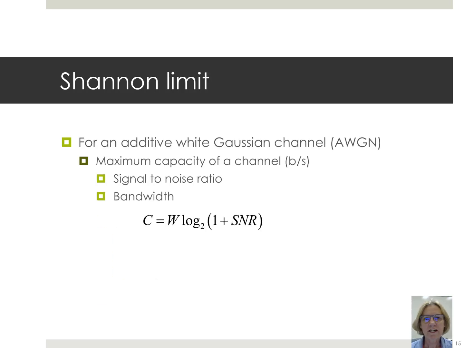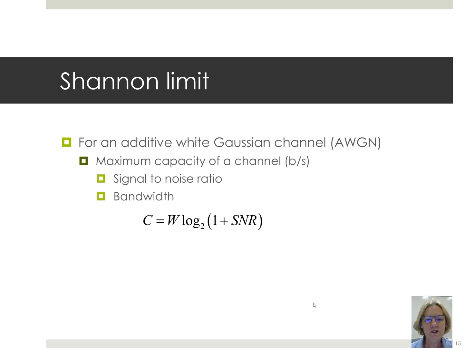So let's start with the definition of the Shannon limit. The Shannon limit says that when we have a channel which is ultimately limited just by the amount of additive white Gaussian noise that we're adding to it, the maximum capacity of the channel, and by capacity we mean the number of bits per second that could be sent through that channel, is related to two quantities, the signal-to-noise ratio and the bandwidth. And as you can see, this is a very simple expression: the capacity is equal to the bandwidth times the log base 2 of the sum of 1 plus the signal-to-noise ratio.